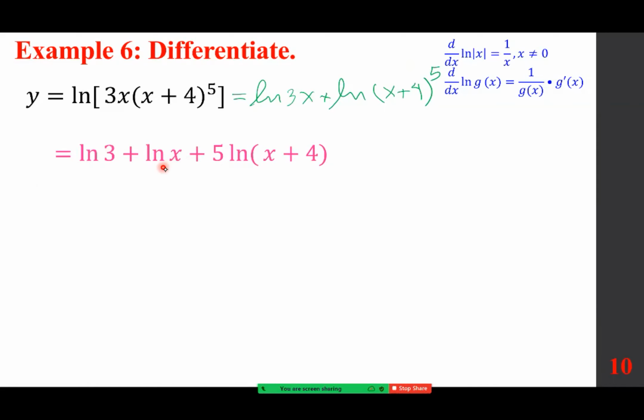Ln x, 1 over x, plus 5 times ln of x plus 4. Flip this over. The reciprocal of this is 1 over x plus 4. By the chain rule, the derivative of the parentheses. The derivative of the parentheses happens to be 1, but you should write it in case it's not. And this is the end of calculus. Everything else will be algebra. So this is 1 over x, this is 5 over x plus 4.